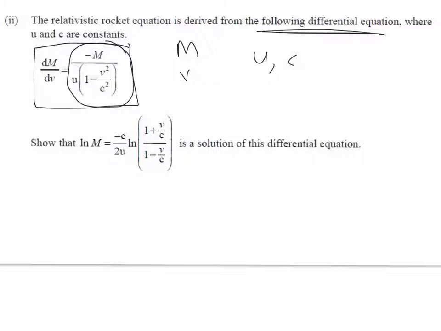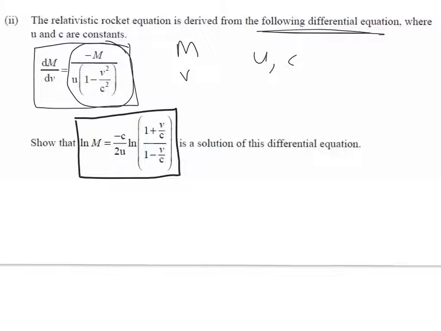Right, so it says that, but it's always worth looking at what letters are things that can change and what letters are things that can't. Because one of the things with scholarship questions is often there won't be many numbers at all, just loads of different letters. Alright, and we're asked to show that this is a solution of this differential equation.